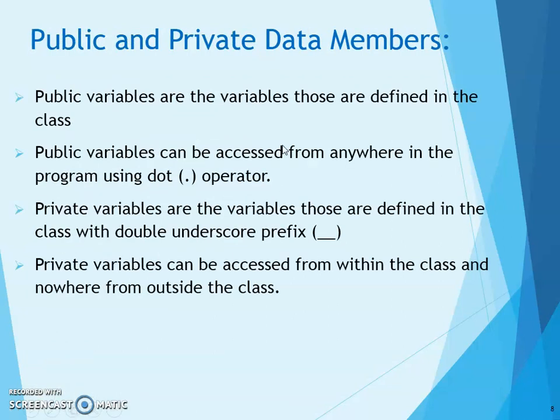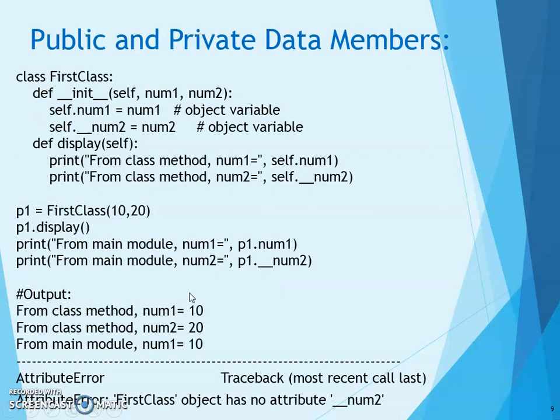So next is public and private data members. Public data members are the variables that are defined in a class. We can access them from anywhere in the program by using the dot operator. And private variables are the variables that are defined in a class by using a double underscore as a prefix. These variables can be accessed only from within the class, not from outside of the class. So this is the example.